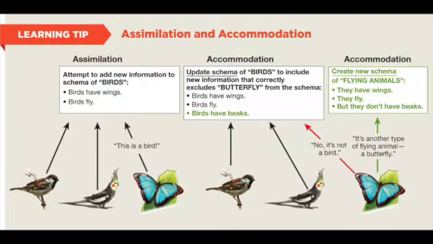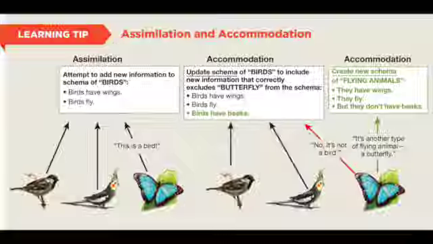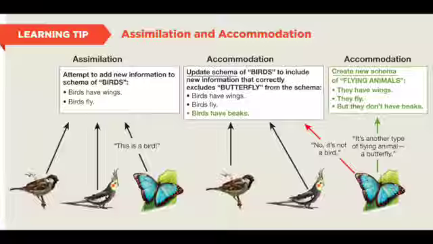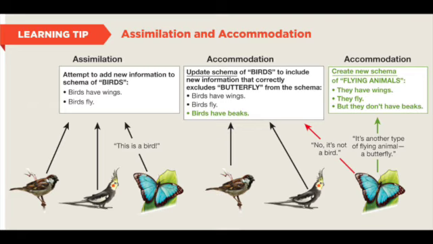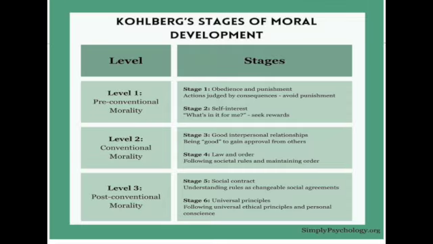So, assimilation and accommodation, here's a learning tip that really helped me. Assimilation is an attempt to add new information to the schema of birds. So birds have wings, birds fly. So shouldn't a butterfly also be a bird because it has wings and it flies? But if you add the accommodation of birds to include new information that correctly excludes butterflies from the schema: birds have wings, birds fly, and birds have beaks. So now a butterfly cannot be a bird because a butterfly doesn't have a beak. So the accommodation to flying animals is they have wings, they fly, but they do not have beaks, for the butterfly.